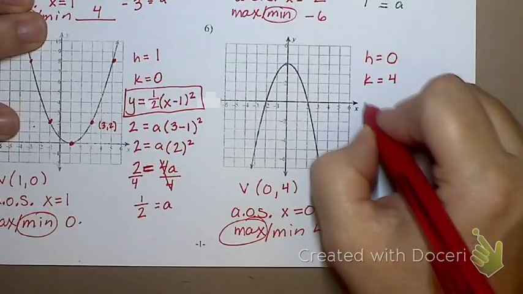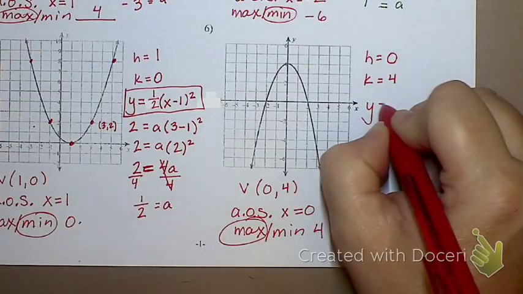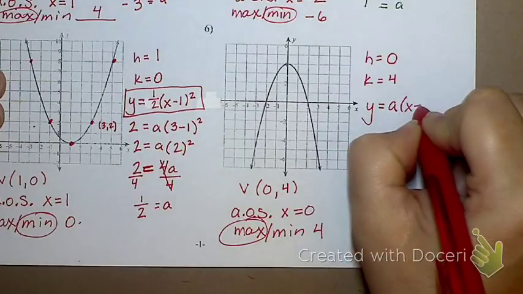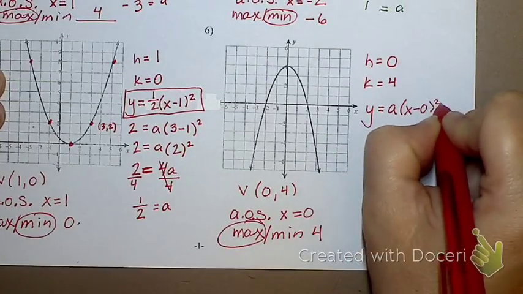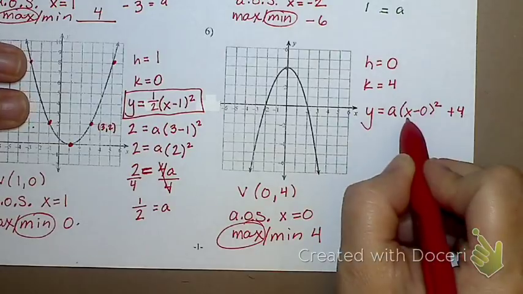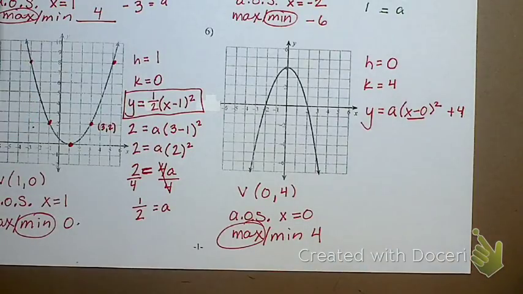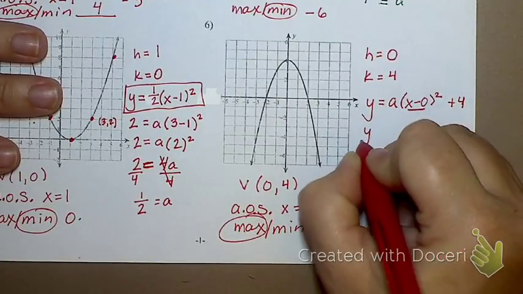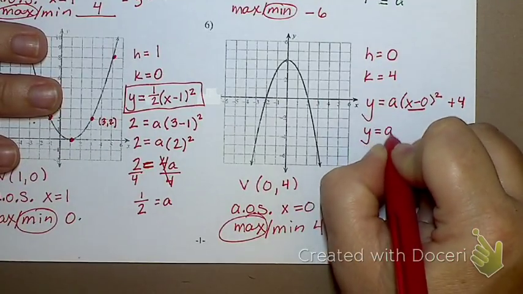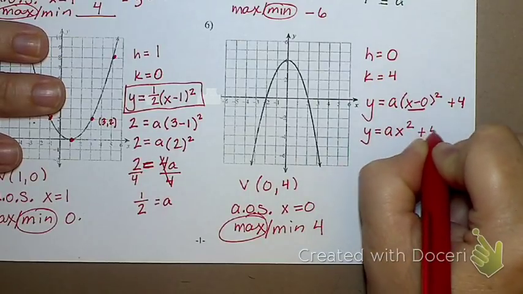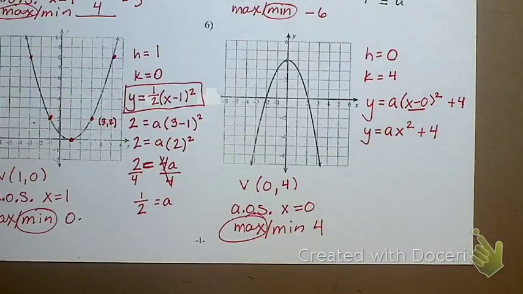So that means when I go to write my equation, y equals a times (x minus 0) squared plus 4. Well, what is x minus 0 or plus 0? Isn't it just x? So I can actually write that better. I can just say y equals a x squared plus 4. I don't need parentheses at all if h is 0.